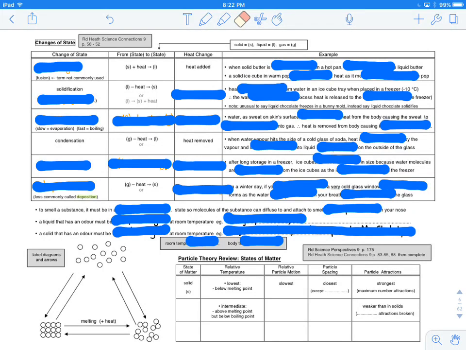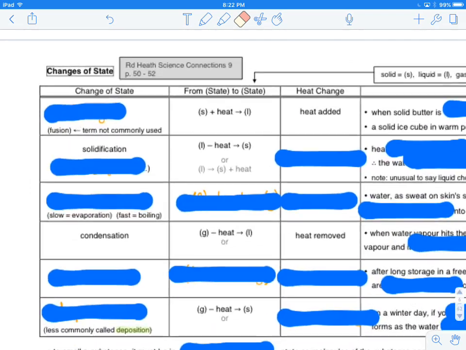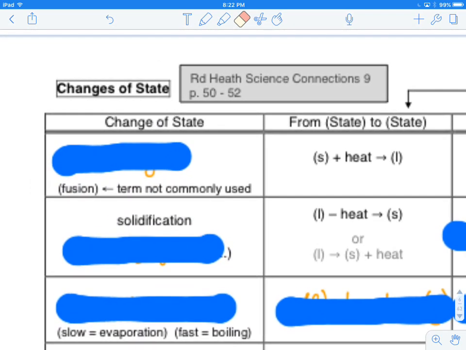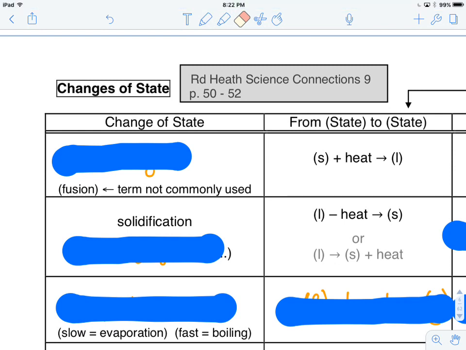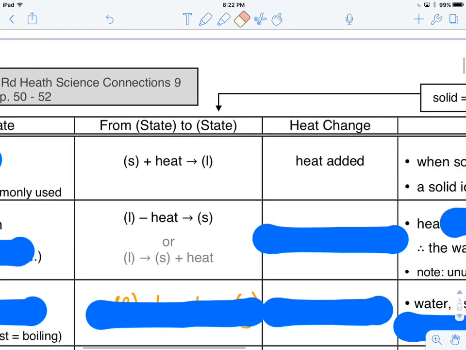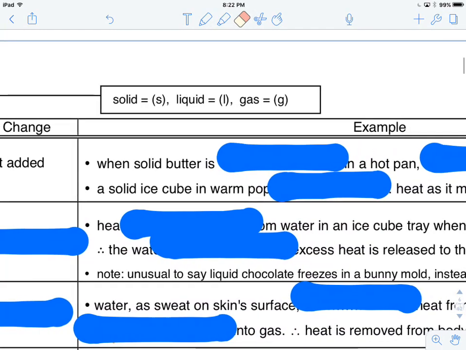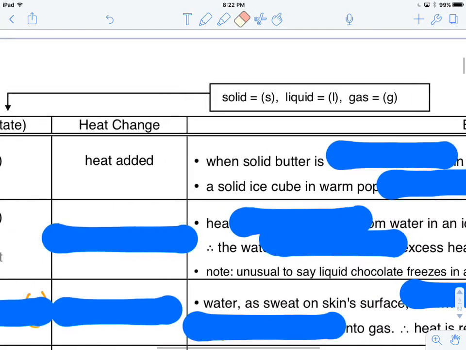So in this lesson we're talking about changes of state, and this will be review for many grade 9 students. But we're going to go through the 6 changes of state. We're going to talk about when heat is added, when heat is taken away, and we're going to give some examples for each change of state.